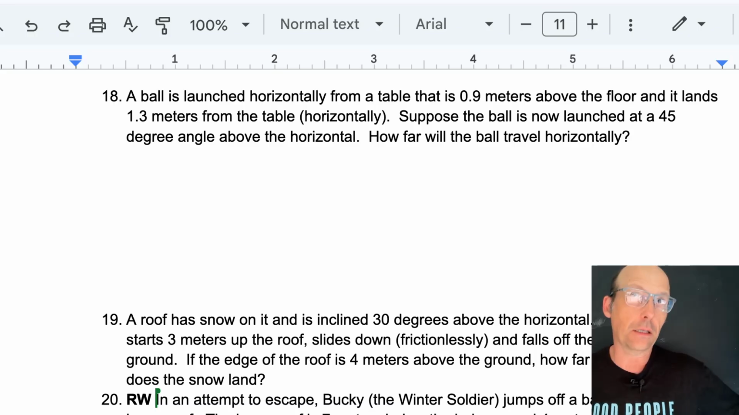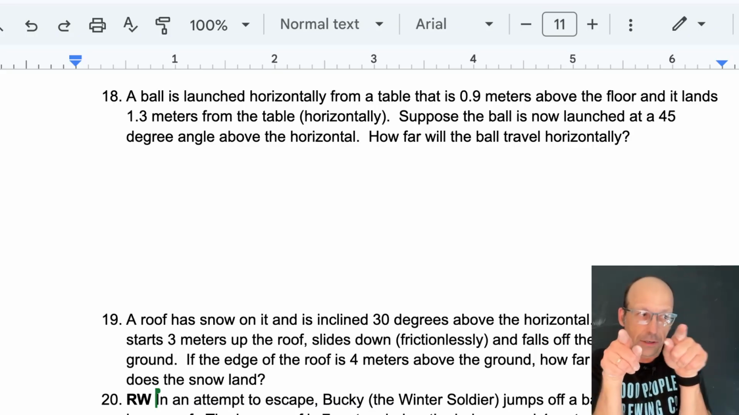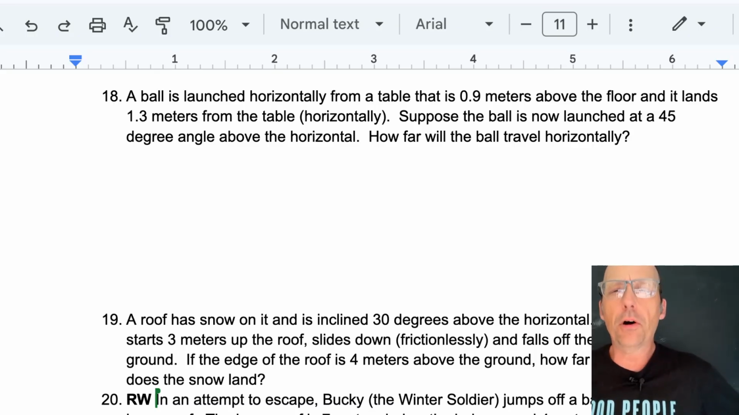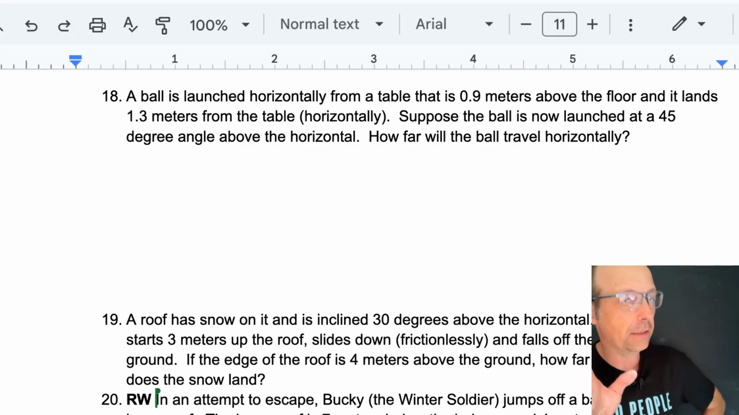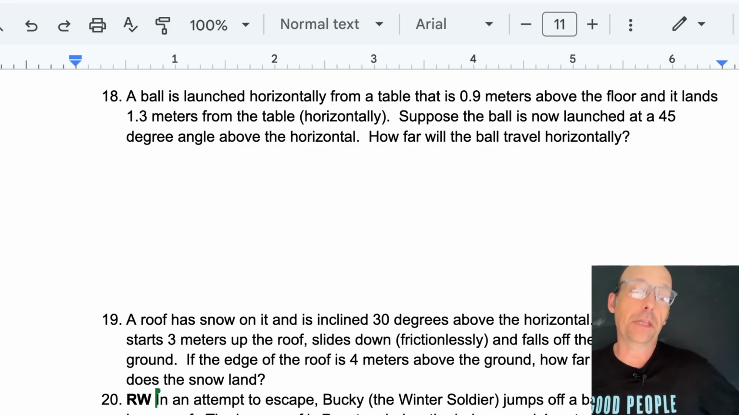the table horizontally. That's not the total distance, right? That's just the distance horizontally. Suppose the ball is now launched at a 45-degree angle above the horizontal from the same point with the same velocity, magnitude velocity. I should put that in there. I'll add that in there. How far does the ball travel horizontally in this case?